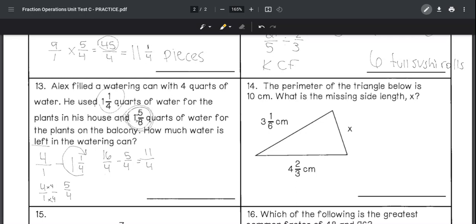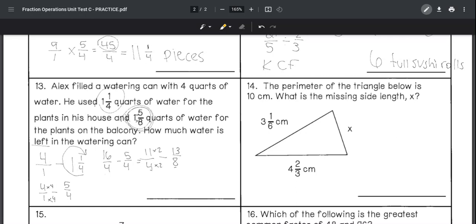8 plus 5 is 13. So minus 13/8. And you're like, I can't do 11 minus 13. True. However, we don't have common denominators right now. So I'm looking at my 4s and my 8s, and the first number that matches, my least common multiple, is 8.